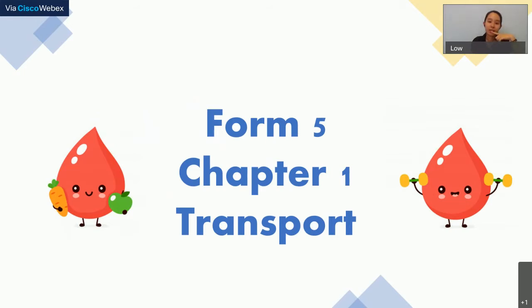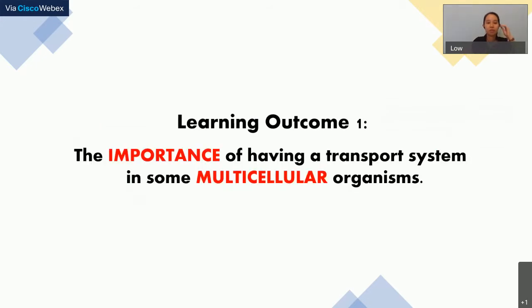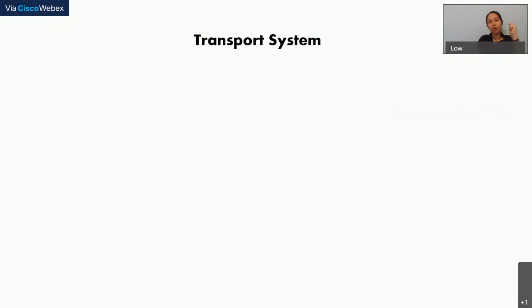So, today we'll be discussing chapter 1, transport. We cover two learning outcomes. The first one is the importance of having a transport system in some multicellular organisms. So, when you look at the word transport, what pops up in your mind?